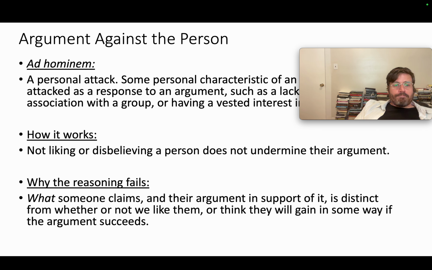Why does the reasoning fail? What someone claims and their argument in support of it is distinct from whether or not we like them or think they will gain in some way if the argument succeeds. So what am I saying here? The content of the argument is different from the person. The content and the logical process of the argument is different from whether or not we really like the person or not. And so if we're to be objective, if we're to be logical in our evaluation of people's arguments, we should be able to separate content and form from person and character.